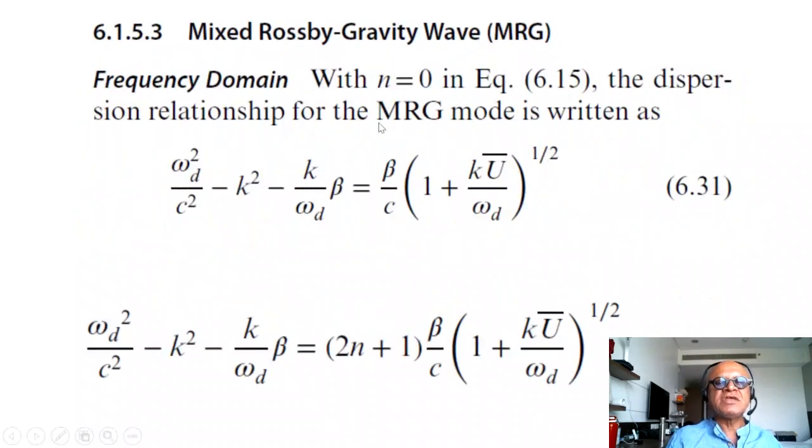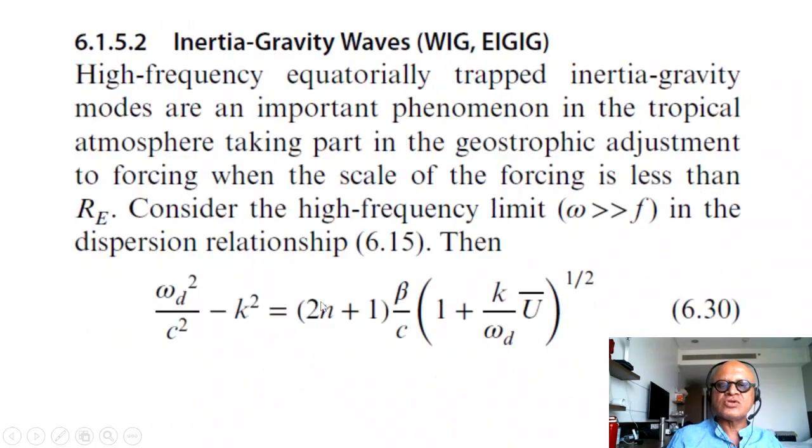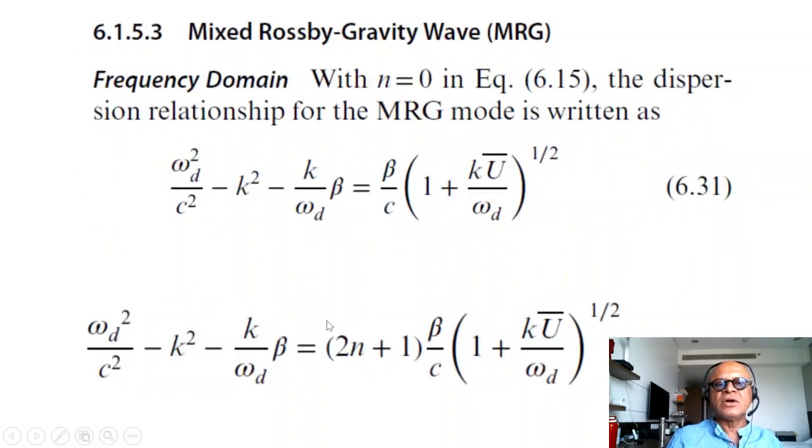So mixed Rossby gravity waves, in the frequency domain, they have n equals 0, right? It's like a Fourier transform. The dispersion relation for the MRG can be written as, okay, in this relation we're going to set n equals 0. We get omega d squared over c squared minus k squared equal this term equals this term. So you know that this is again a cubic equation. We got that by setting n to 0 here.